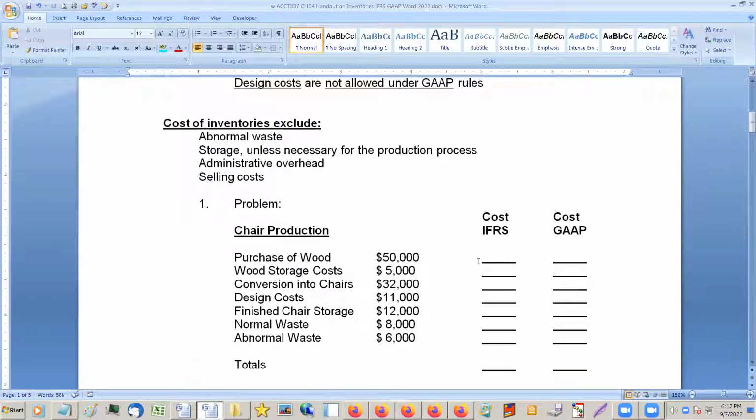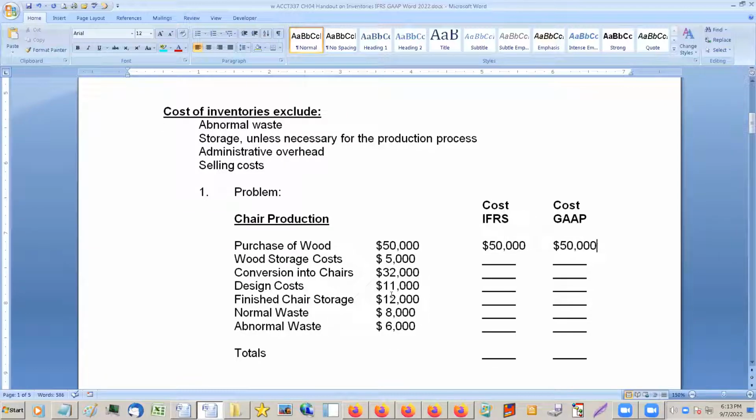Okay, so let's go here. Purchase of wood. Under IFRS allowed, and under GAAP is allowed, right? We have purchase of wood, that's normal. Wood storage costs. That's allowed under IFRS. I don't have it up there. I should put that up there. It is not allowed under GAAP.